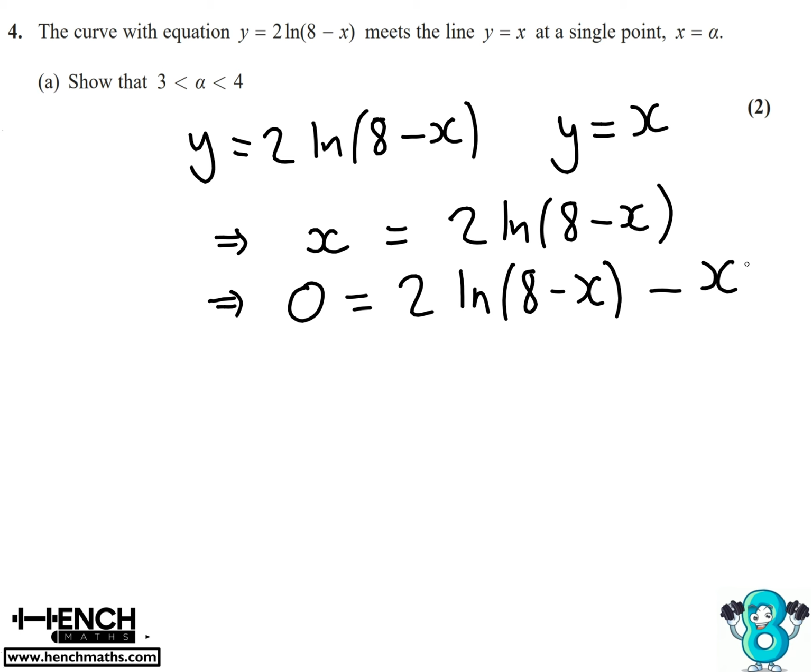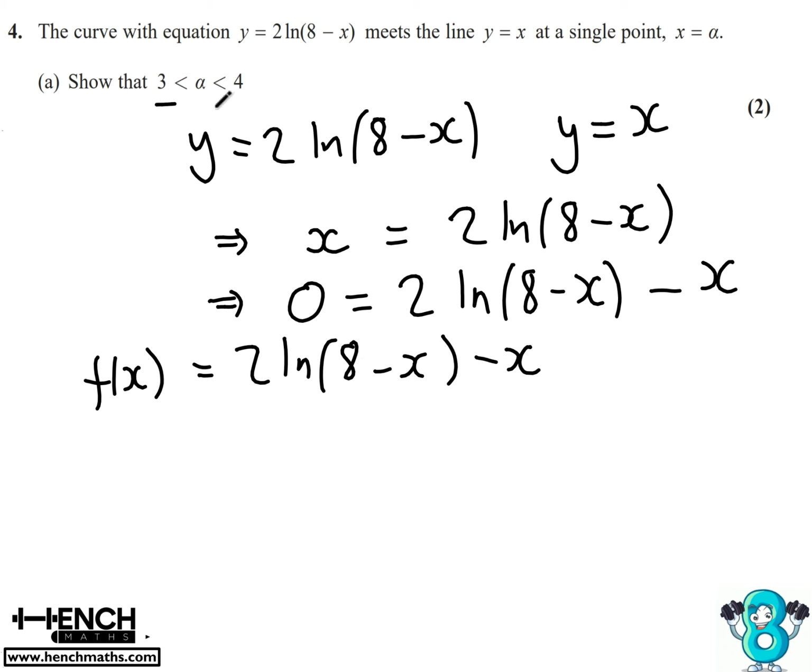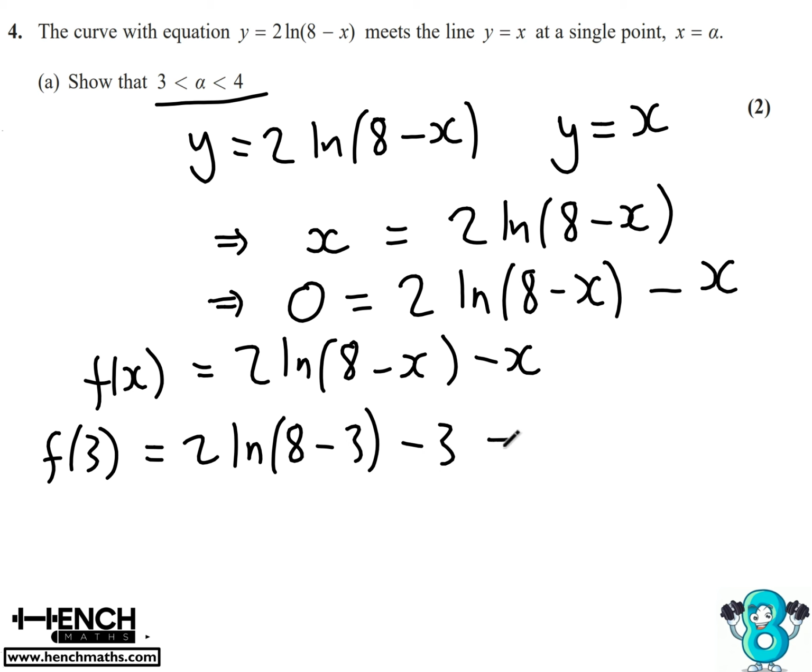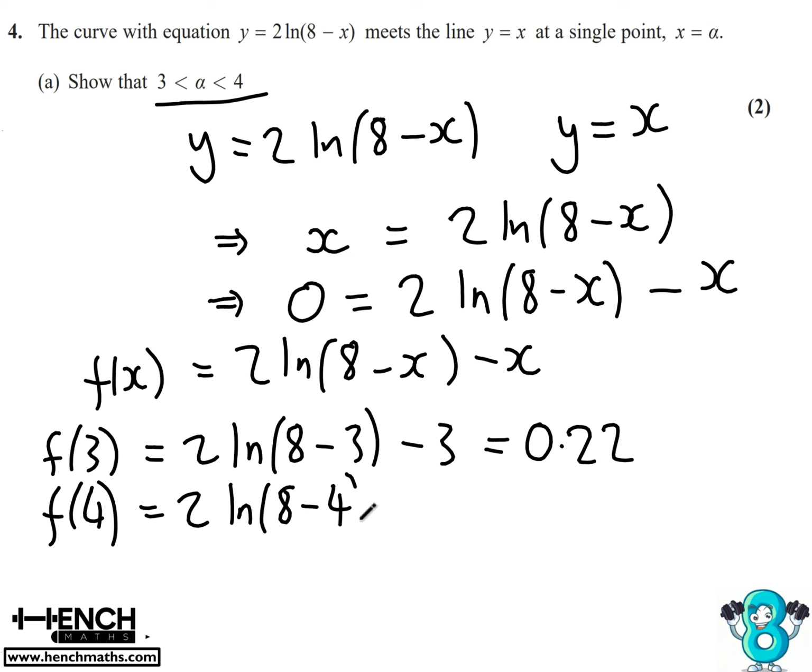So I'm going to call this f of x. I'm going to define our function here, and sub in these values 3 and 4 from our interval. So f of 3, start with that one. That will be 2 ln(8 − 3) − 3, and we put that in the calculator, we get 0.22. Now do f of 4. So we get 2 ln(8 − 4) − 4, and that gives us negative 1.23.